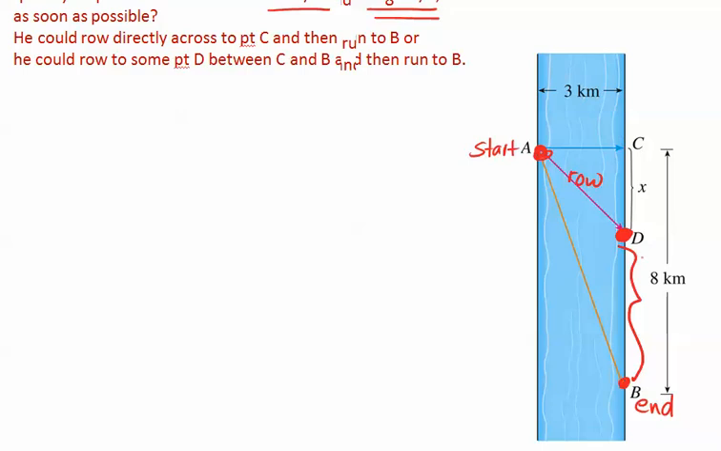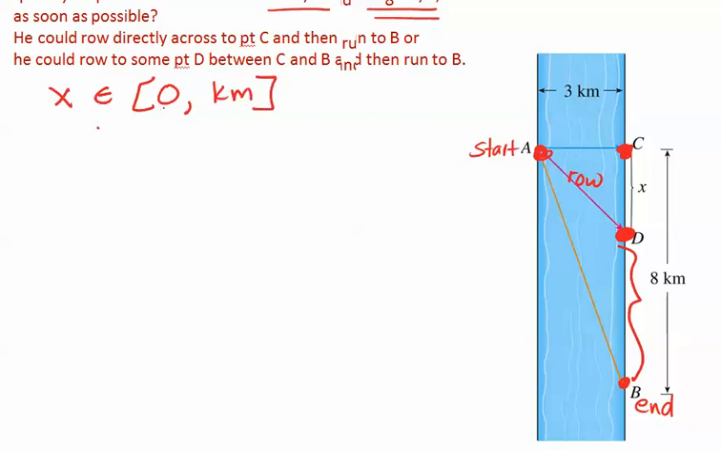So we need to start with a variable somewhere. And since we're already given this diagram, let's let x be the distance downstream, because that's actually the question. How far downstream from point C should he land the boat? So the answer for x could be as much as 8, all right? Or he might row directly across the river. So we know that x is somewhere between 0 and 8 kilometers. So we know our extreme cases.